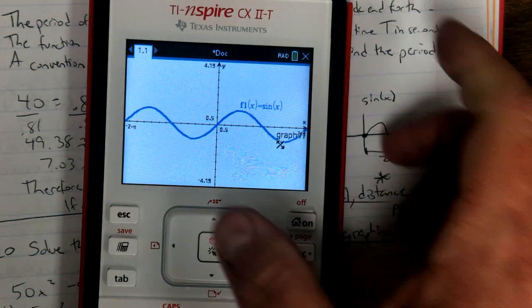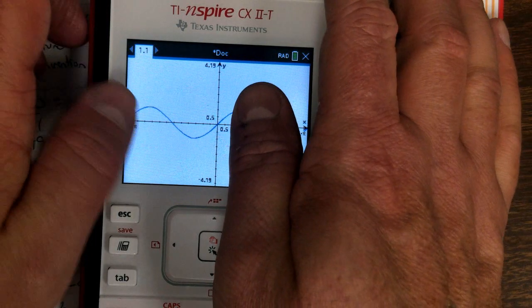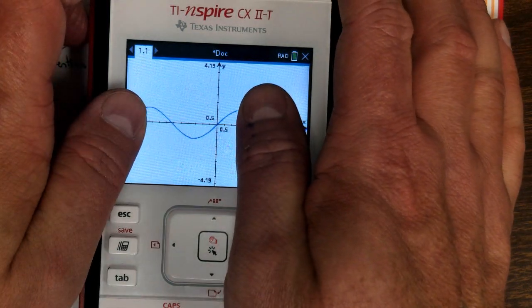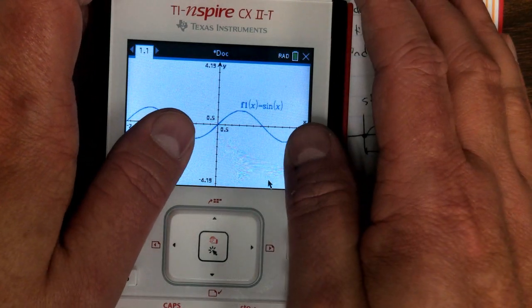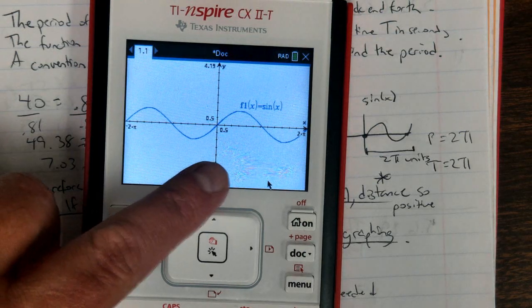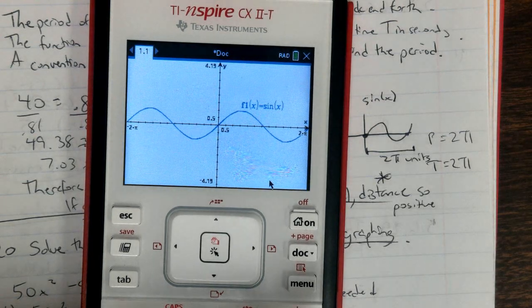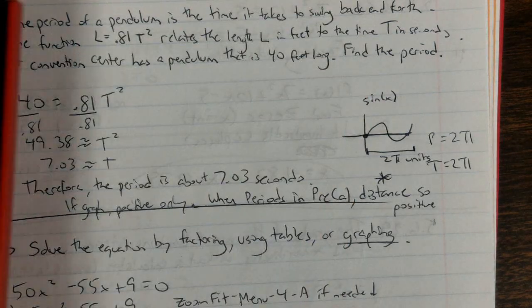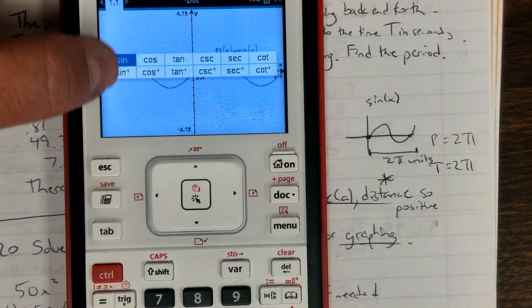Or if you wanted to do it a little different or difficult, you go from top to top, and that's a distance of 2 pi, or from bottom to bottom, which is also a distance of 2 pi. So when you get into pre-cal, you're going to do more relating to periods for trig. There's the trig button right there to the left of the 7, and there's all your trig functions.